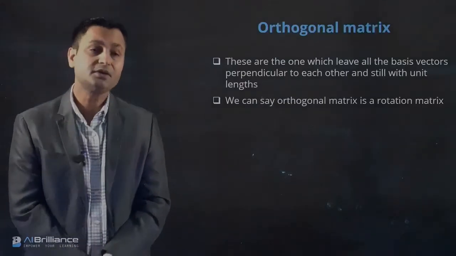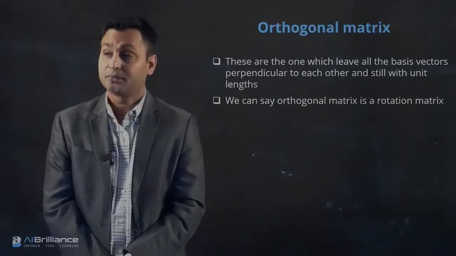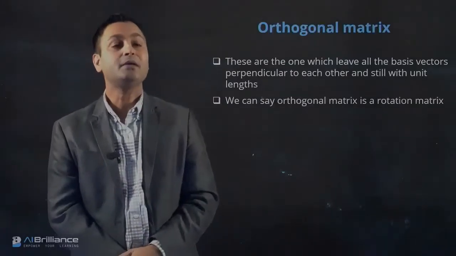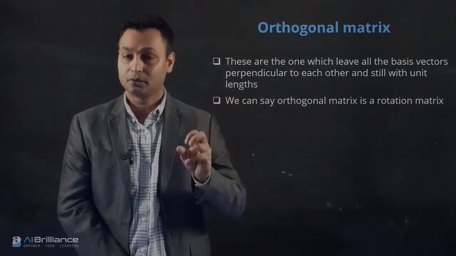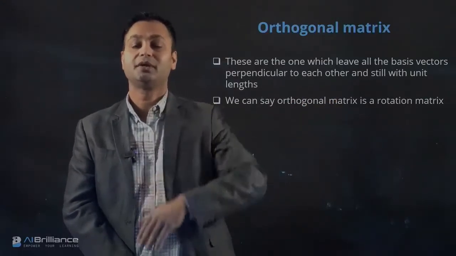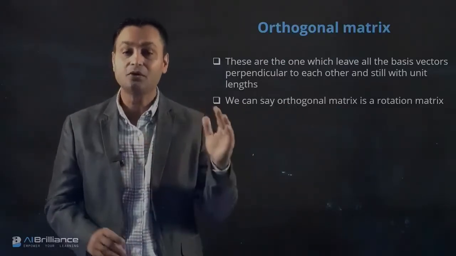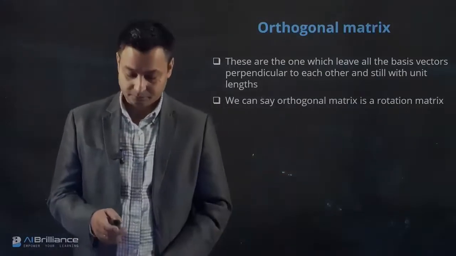So this is why, in geometry and geometric computation, orthogonal matrices are known as rotation matrices. Why? Because the only thing they do is they do not stretch or extend a given vector, they only rotate it. Any matrix that only rotates a vector, without shrinking or extending it, is essentially known as an orthogonal matrix.